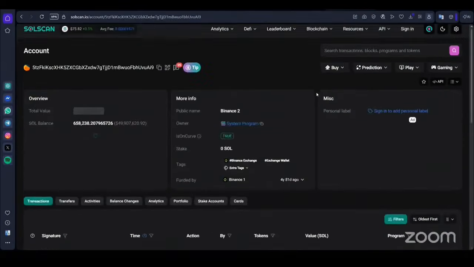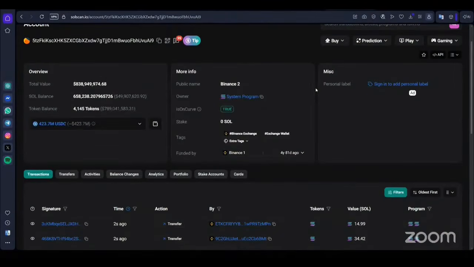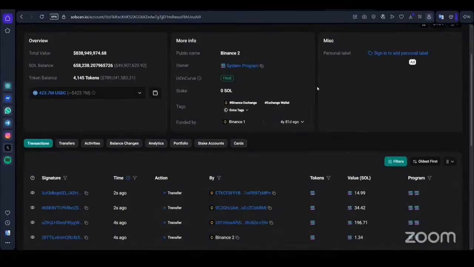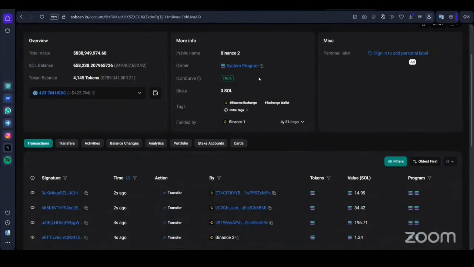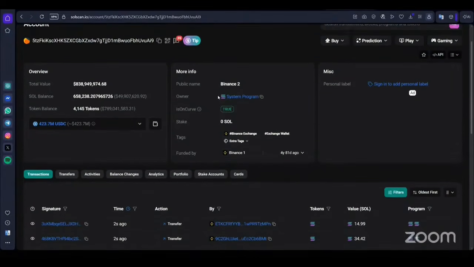This is a Binance wallet. It also differs quite a bit from Ethereum in this regard, because the Solana architecture is fundamentally different from standard EVM networks. There are no standard gas limits here, and transaction speeds are much higher. So the Solscan interface has been adapted accordingly to better reflect these unique performance capabilities.